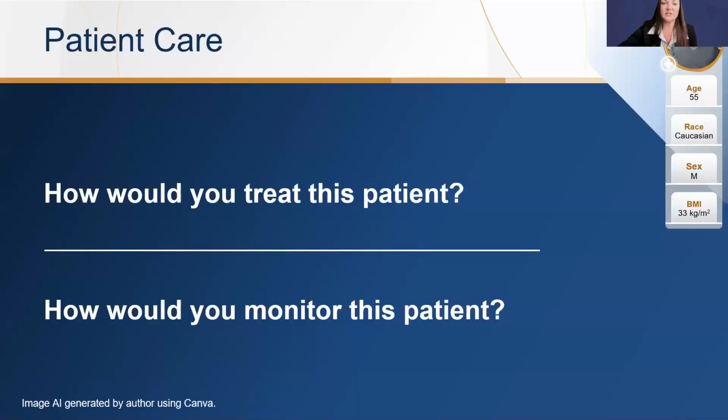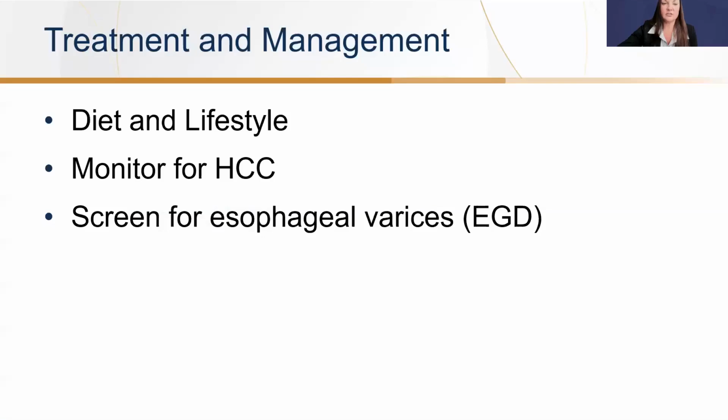How would we treat this patient, and what would you monitor? Certainly diet and lifestyle modifications, just like SAM-A, avoiding all alcohol, keeping good control of your comorbidities, diabetes, high cholesterol, keeping good control of your weight. Certainly with our patients with F4 fibrosis or cirrhosis, you want to monitor them every 6 months for hepatocellular carcinoma with an AFP and abdominal ultrasound. And then we do need to do an upper endoscopy to screen for esophageal varices.